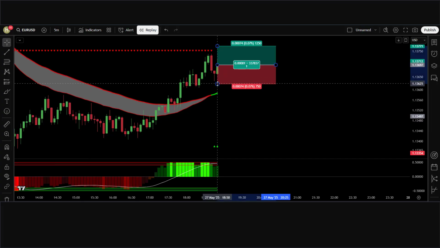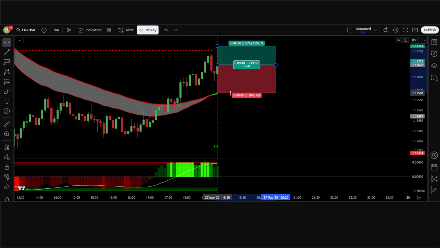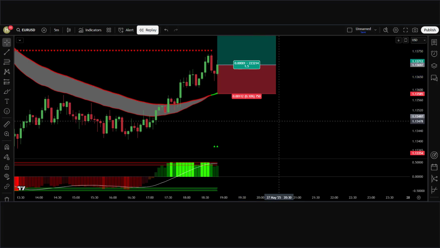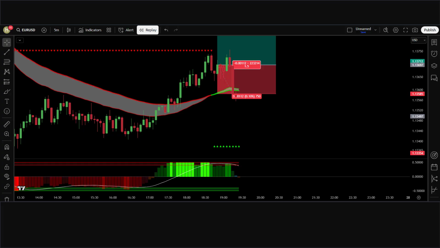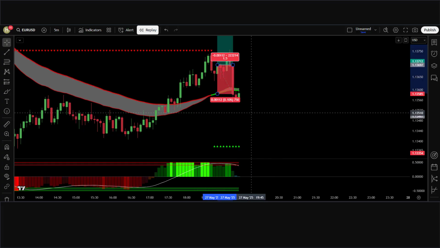Our stop loss will be placed at the green slow MA of Slingshot system indicator. And the risk to reward ratio will be 1:1.5. Let's see what happens to our trade. We have lost this trade. Never mind, sometimes it happens in the market. Wait for the next signal.